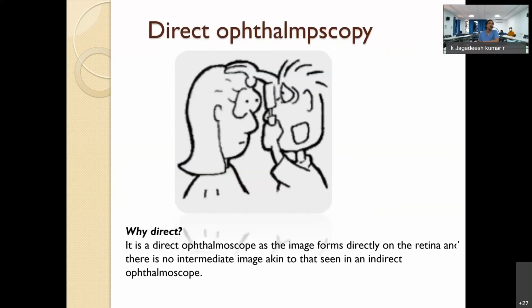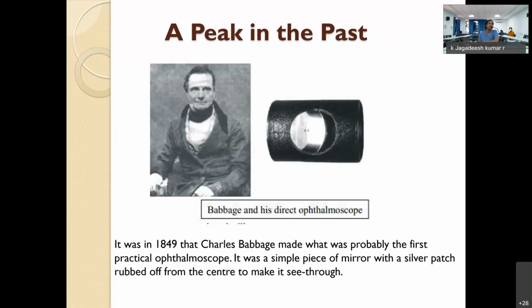So this is a direct ophthalmoscopy. Why is it called direct? It is a direct ophthalmoscope as the image forms directly on the retina, and there is no intermediate image akin to that seen in an indirect ophthalmoscope. So what you see is what is formed, as opposed to an indirect ophthalmoscope, where it is an indirect image.